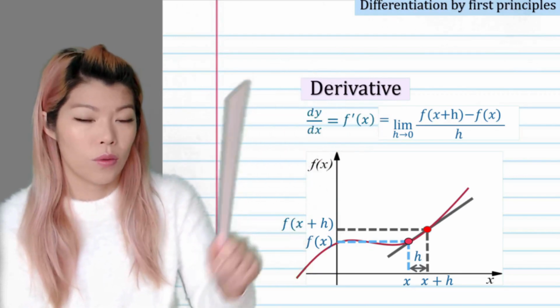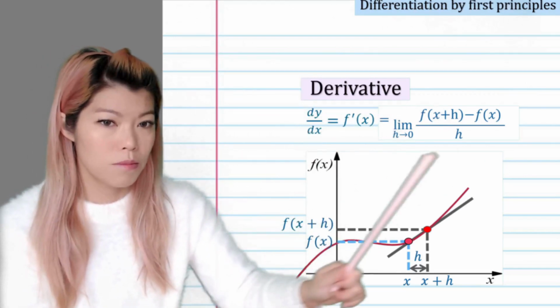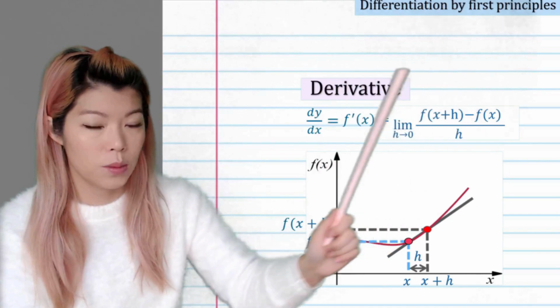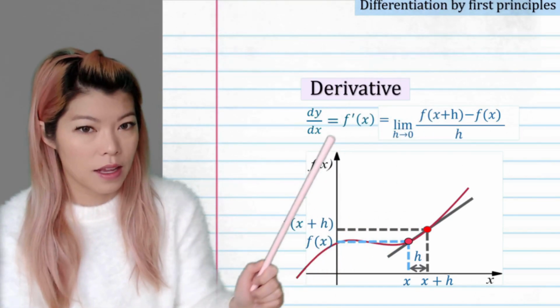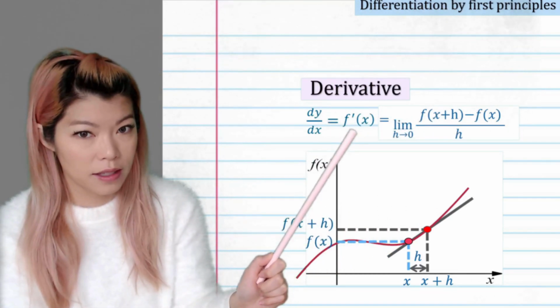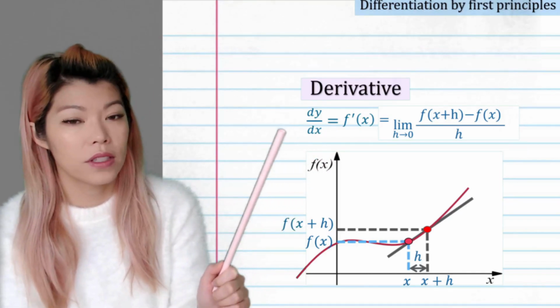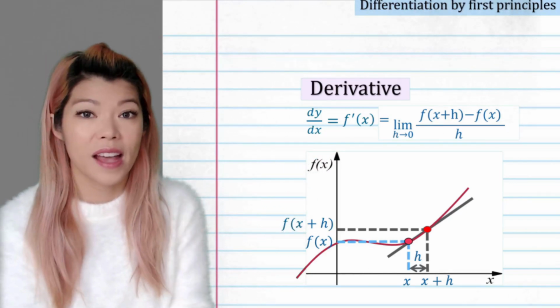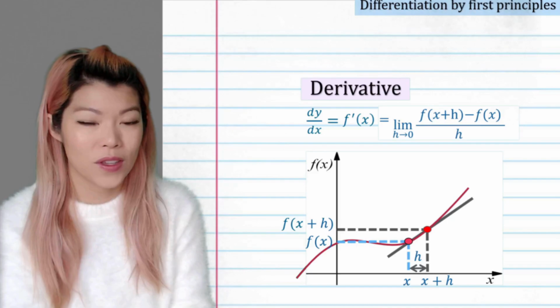So what we call this is derivative. This method is differentiation by first principles. If you see f of x, then the derivative is f dash x. If you see y, the derivative is dy dx. Let's do a few examples. It'll get a little bit easier when you see it.